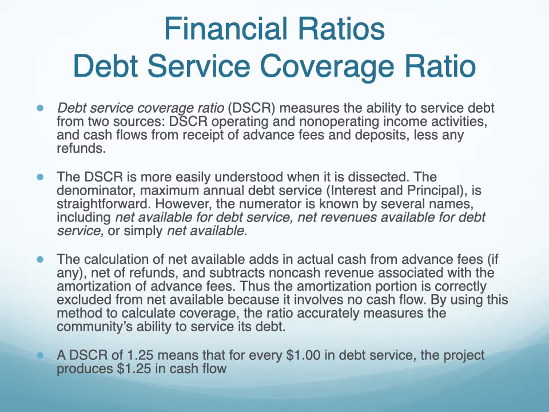The calculation of net available adds in actual cash from advance fees, if any, net of refunds, and subtracts non-cash revenue associated with amortization of any advance fees. Thus, the amortization portion is correctly excluded from the net available because it involves no cash flow. By using this method to calculate coverage, the ratio accurately measures the community's ability to service its debt. So a debt service coverage ratio of 1.25 means that for every $1 in debt service, the project produces $1.25 in cash flow.